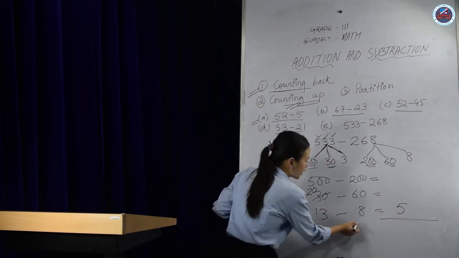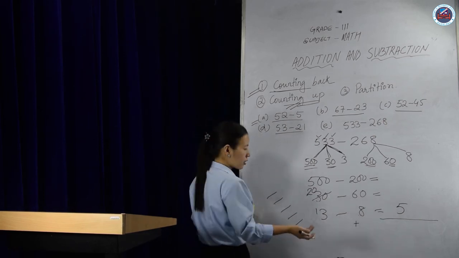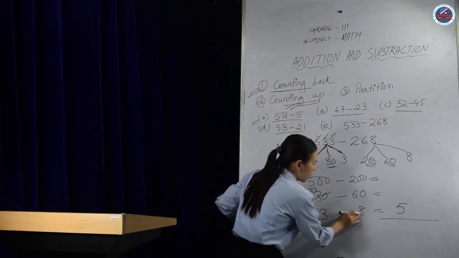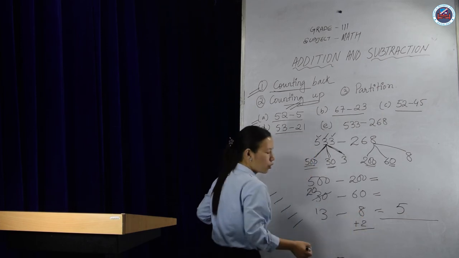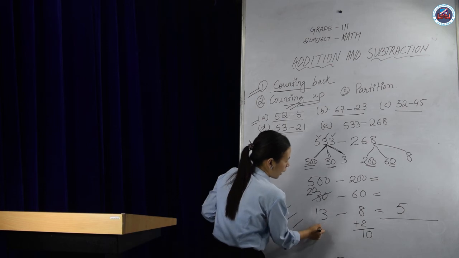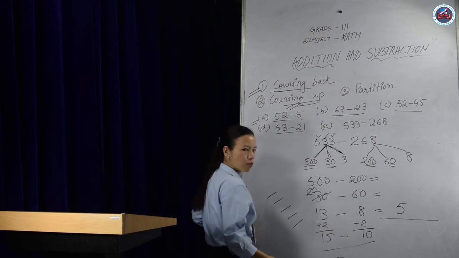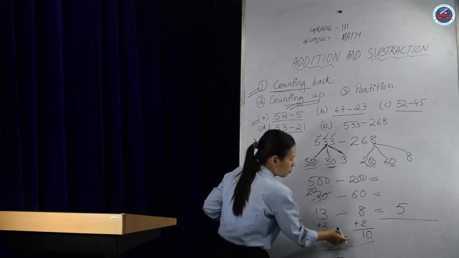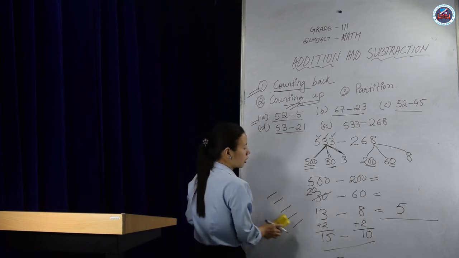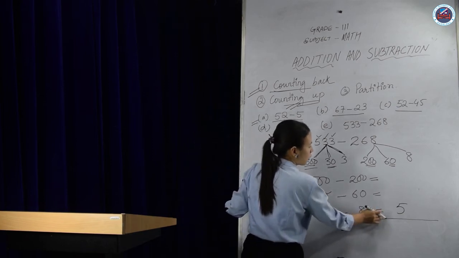Or you can do it the other way. We have learned in addition the making tens strategy. We can use this making 10 strategy here. If I add 2 more to this 8, we get 10. Since we added 2 more to this 8, we're going to add 2 more to this 13. So we get 15. Now the numbers become easier, 15 minus 10 is 5. Whichever strategy you find easier, you can use any of these strategies to get the answer. So 13 minus 8, we got 5.